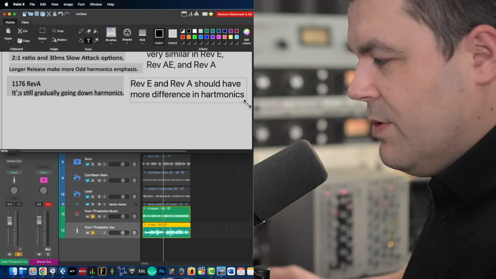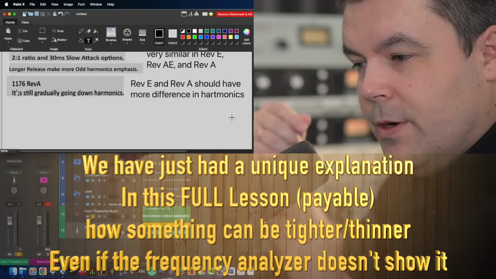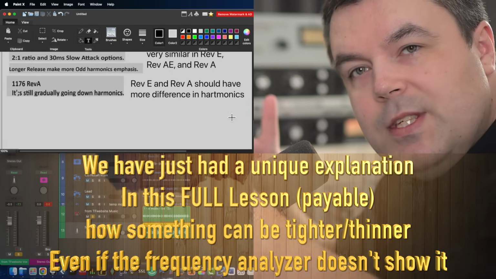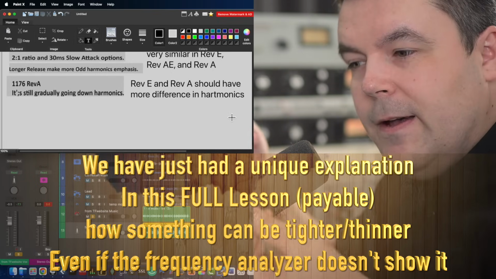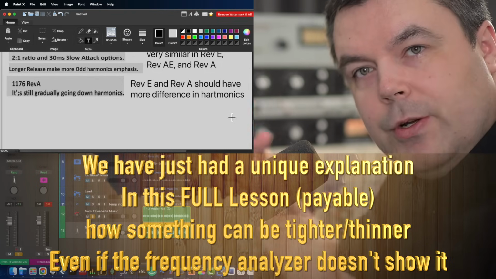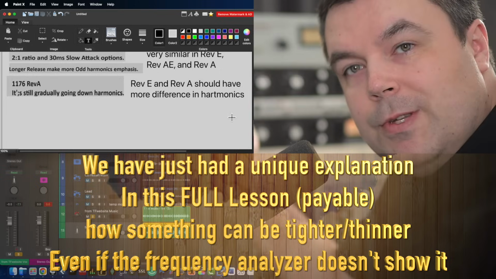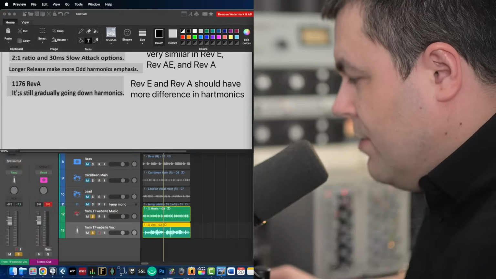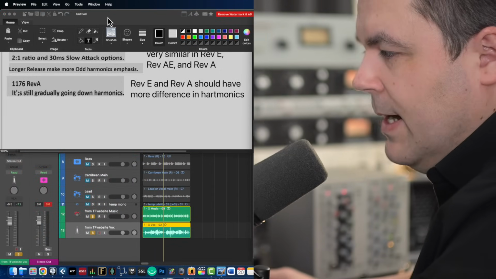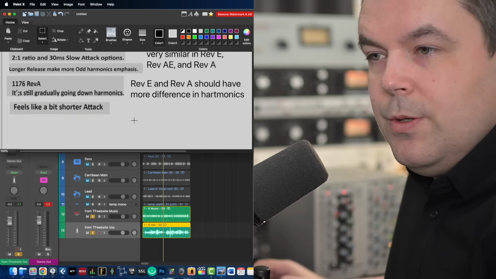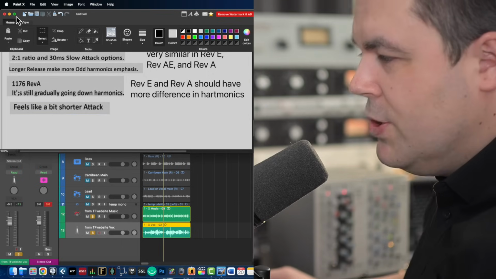In terms of frequency response, by the way, these compressors sound tighter on the ends, more present, but it's not visible on the frequency analyzer. It's more like a feel, and it's just tighter. That's why you have a bit more highs left, a bit more presence due to the mirror frequency effect. I definitely should mention that Revision A sometimes feels like it has a shorter attack. With the same settings, either due to tolerance or whatever, it feels like a bit shorter attack.